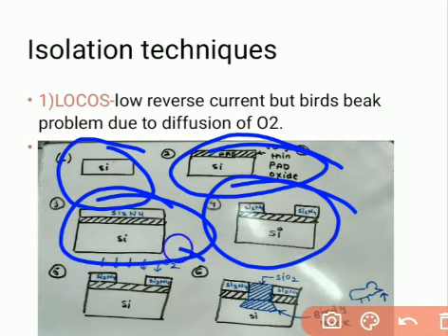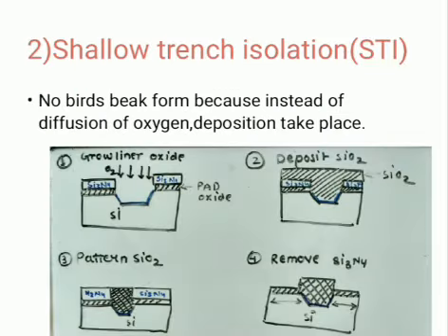And now in this stage, instead of oxidation, we will open a trench. So there is an open trench. This is called open trench. So over this open trench, we apply our liner oxide. So there is a small liner oxide.